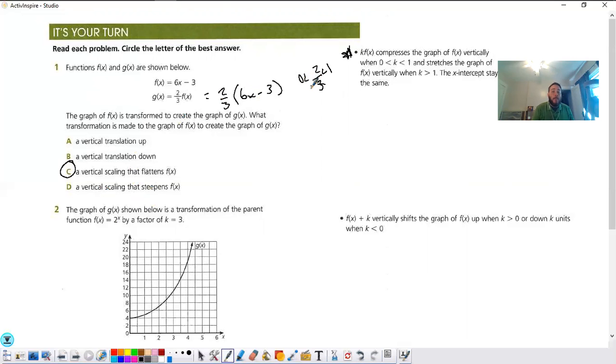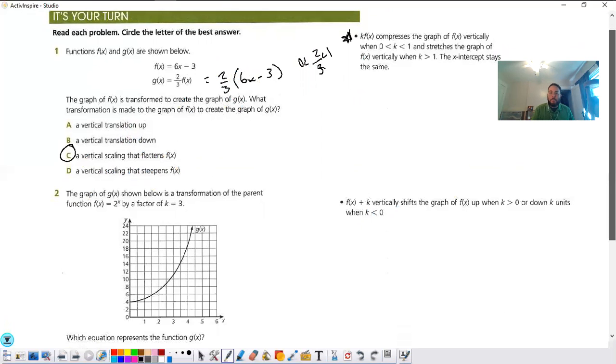All right, if we multiplied by a number greater than 1, then we would be steepening f of x. We didn't move it up or down, so it's not going to be a translation up or down because we didn't add or subtract a constant to the whole function, we multiplied it.